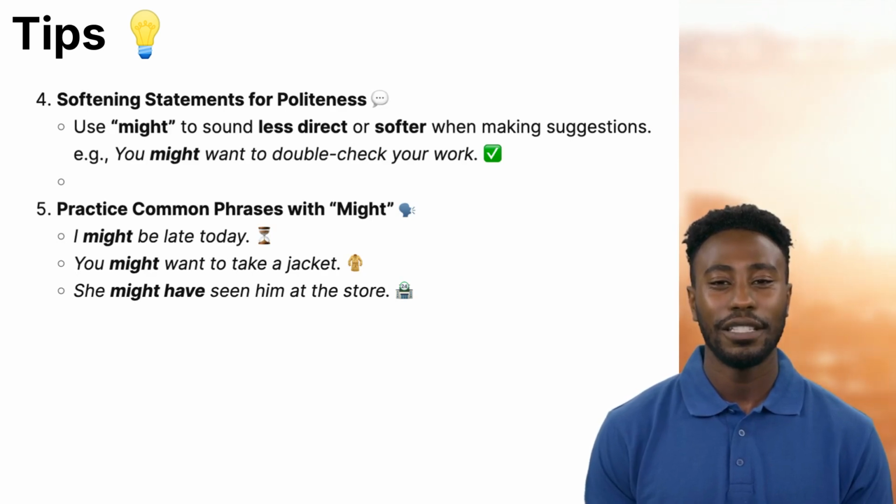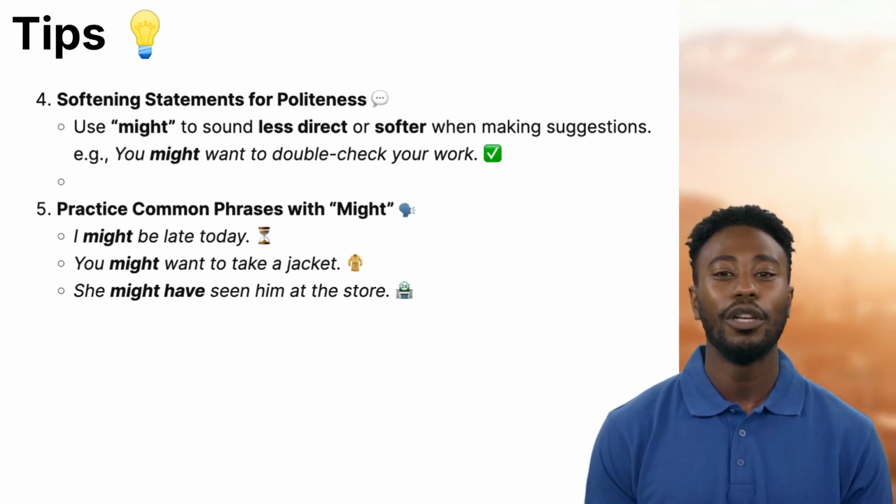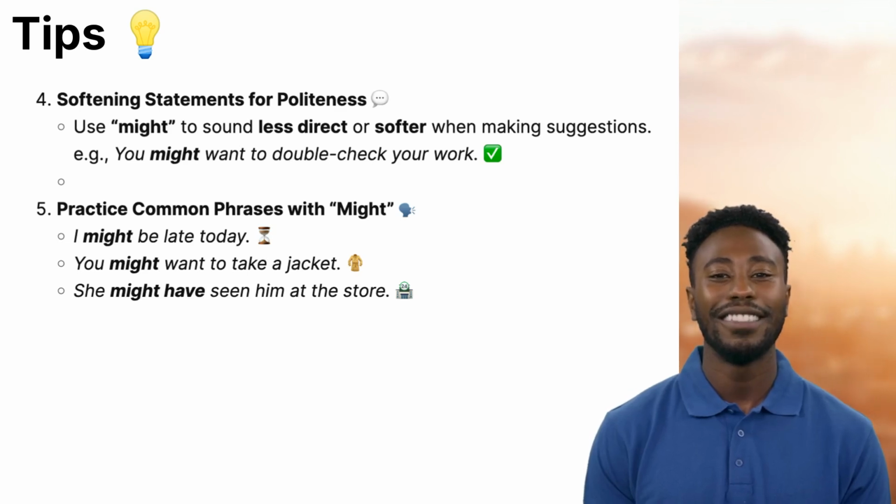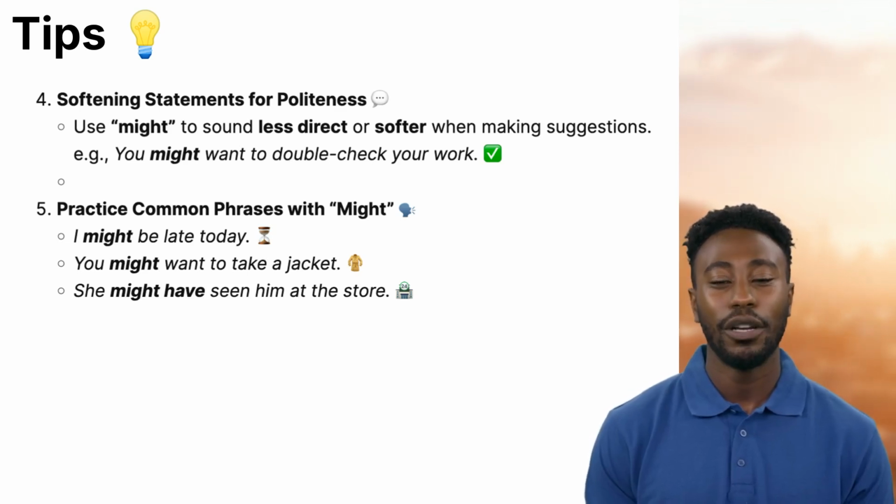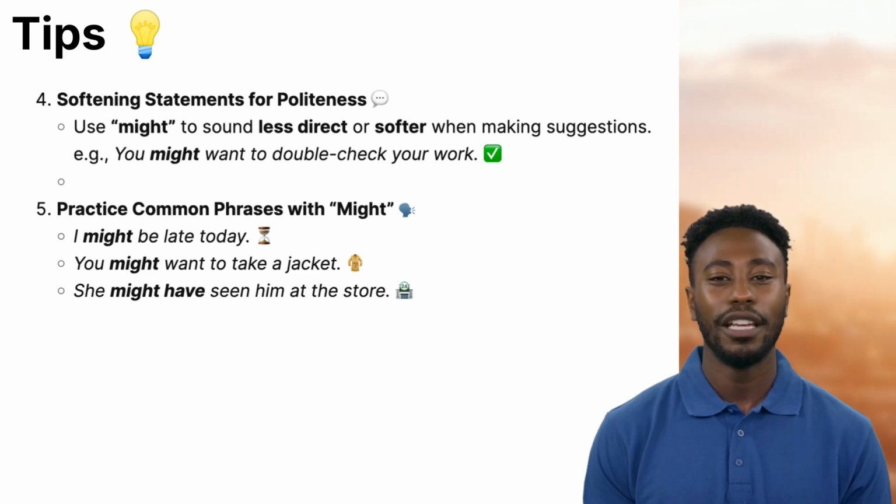4. Softening statements for politeness. Use might to make your suggestions sound softer and more polite. Example: you might want to double-check your work. This sounds more polite than saying, check your work. More examples: you might want to take an umbrella. You might need some extra time to prepare. If you want to sound less direct and more polite, use might.